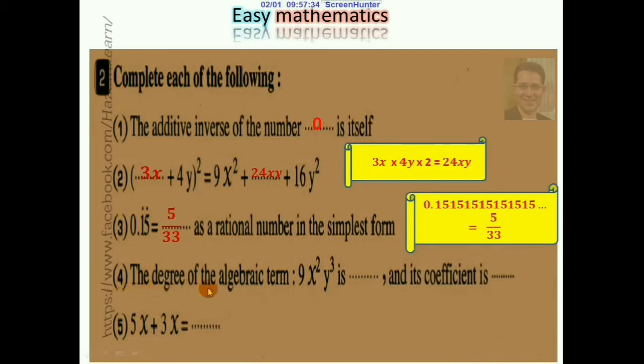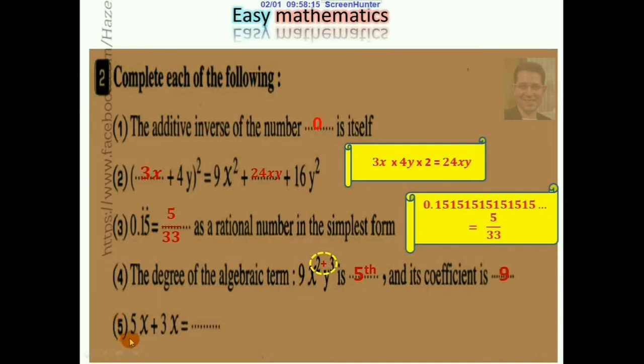Number 4, the degree of the algebraic term 9x power 2y power 3. He asked me to find the degree of this algebraic term. Remember with me, when he asks me to find the degree of any algebraic term, we just add the powers above all symbols here. And we have x raised to power 2, y raised to power 3, we just add them to find the degree of this algebraic term. So it will be 5th degree. Finally, its coefficient, yes, we take the number beside x and y here, it will be 9.